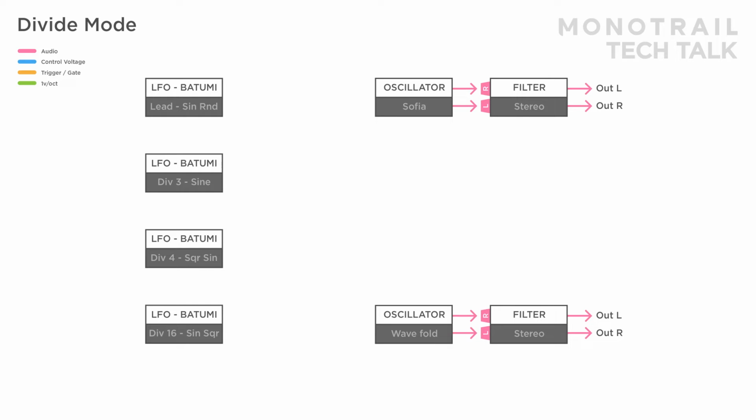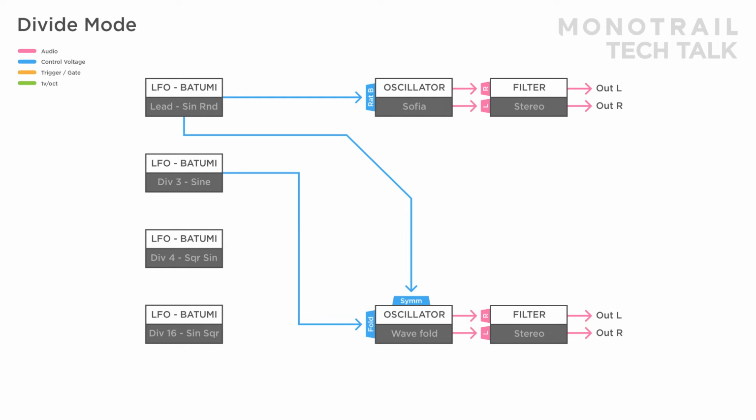Here, a master LFO and 4 divisions are modulating 2 stereo oscillators through 2 stereo filters. The lead LFO is modulating the first oscillator with a sine wave and the shape of the second oscillator with a smooth random voltage. A divide by 3 sine is modulating the shape of the second oscillator as well. A divide by 4 square is used to modulate the shape of the first oscillator even more.